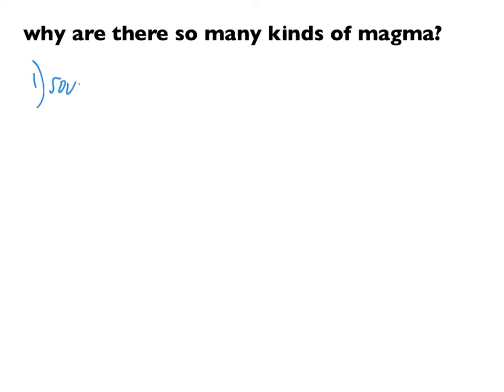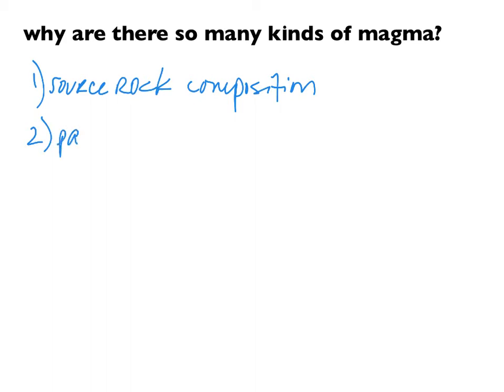Well, the first thing is source rock composition. What gets melted in the first place to produce a magma is very important in terms of the composition of the magma that gets produced. The second factor that controls magma composition is partial melting. We're going to talk a lot about this one, and when we get together for our live Zoom, we'll look at an animation about that.